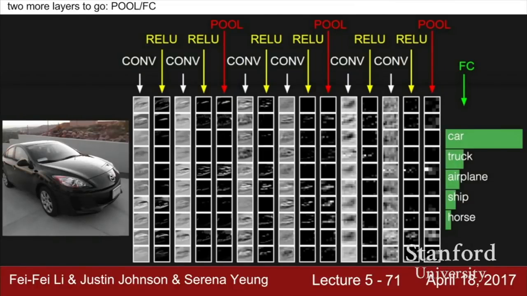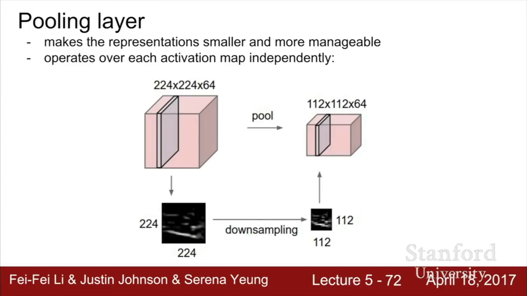Okay, so we've gone into a lot of detail on what these convolutional layers look like, and so now I'm just going to go briefly through the other layers that form this entire convolutional network. Remember again, we have convolutional layers interspersed with pooling layers once in a while, as well as these nonlinearities. What the pooling layers do is that they make the representations smaller and more manageable.